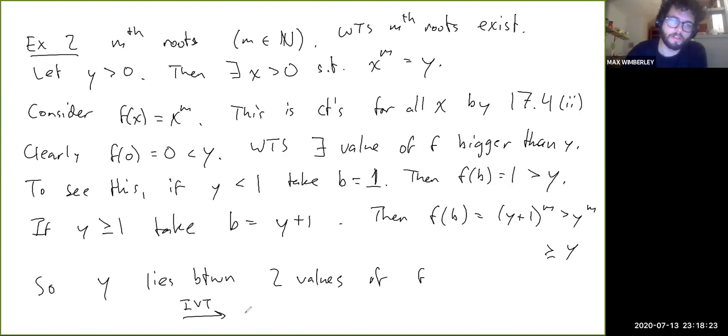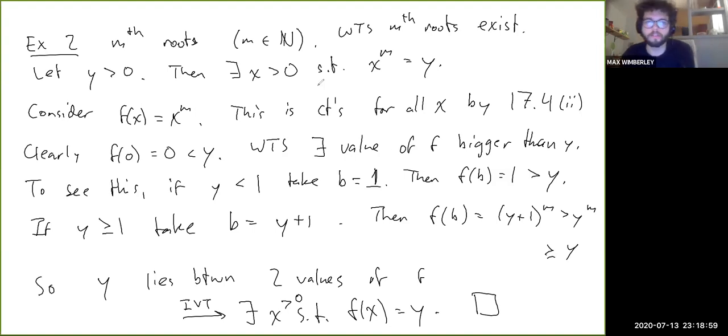So the intermediate value theorem tells us that there exists an x greater than 0. It kind of clearly has to be greater than 0; at least it can't equal 0. Because our left endpoint is 0 and b is greater than 0, the intermediate value theorem says we can find something in between 0 and b, right? So that's why x has to be greater than 0, such that f of x equals y. That's how you can use the intermediate value theorem to show that nth roots exist for positive integer m. So that's all for this part.